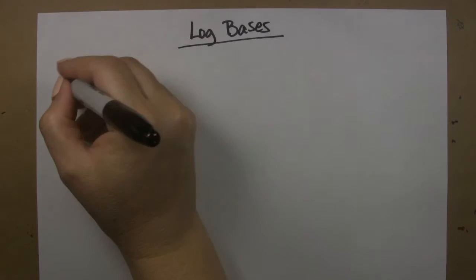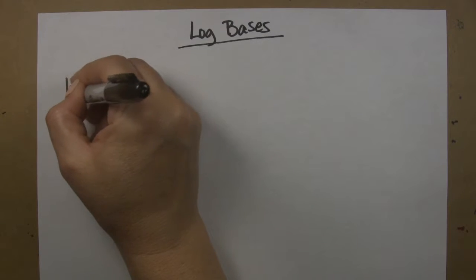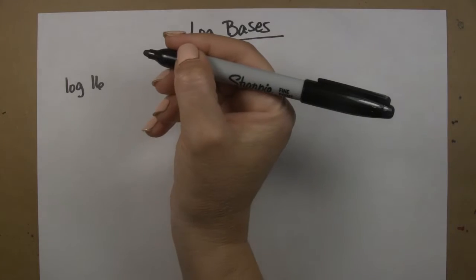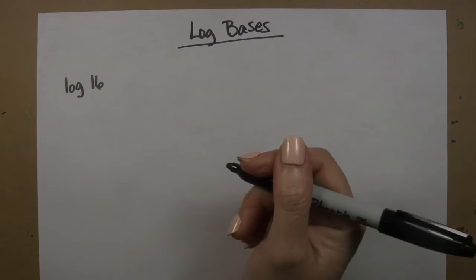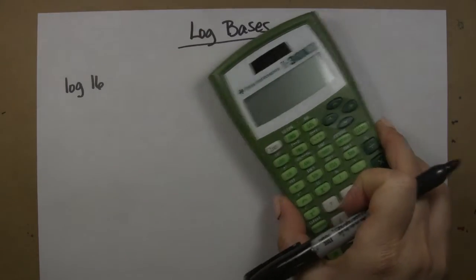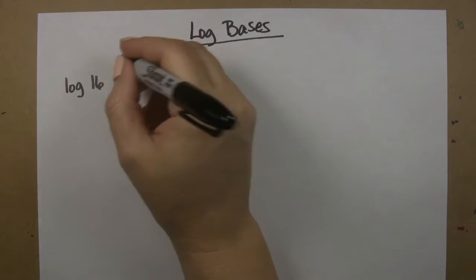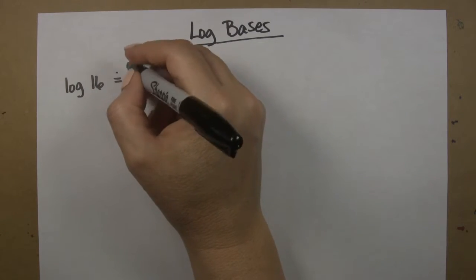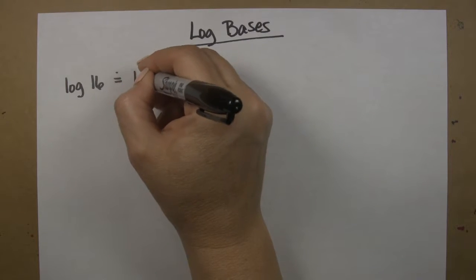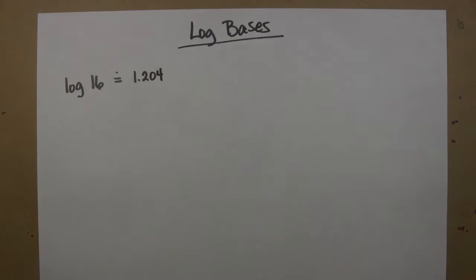So let's say that I told you that you needed to calculate the log of 16. You would pull out your handy dandy calculator, punch in the numbers, and get that the log of 16 is about 1.204. But the question that is probably burning inside of you is, what does that really mean? Well, I'll tell you what it means.